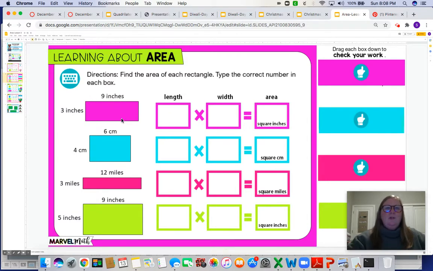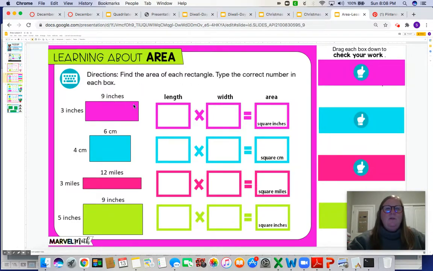But you're going to do each rectangle. There are 4 on this one. We're going to go over the first one. This one has a self-checking board, which I love because it shows you exactly what your answer should look like, and you can go back and make corrections if you need to.